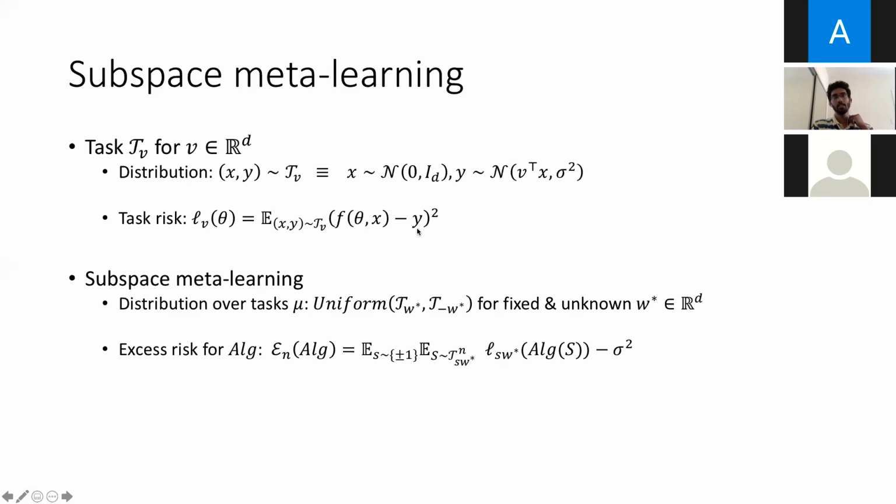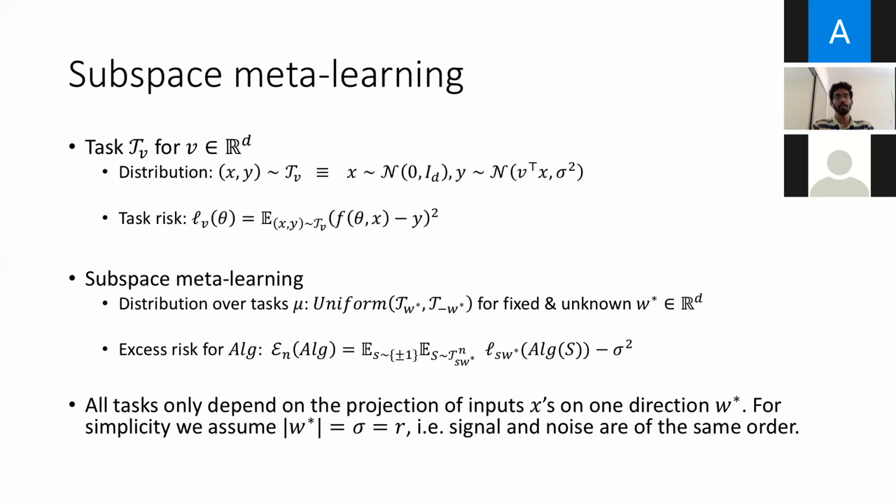The distribution over tasks, mu, is defined as the uniform distribution over just two tasks, T of W star and T of minus W star, for some unknown but fixed vector W star. And then the excess risk can be simplified to something like this, where you first sample a task, which is the same as sampling a sign, plus or minus 1, and then sampling a data set and measuring the risk that your algorithm incurs, minus the sigma square. The sigma square here is the R star, which is the optimal risk that one could hope to ever achieve. The sigma square you suffer is because you have noisy labels with variance sigma square.